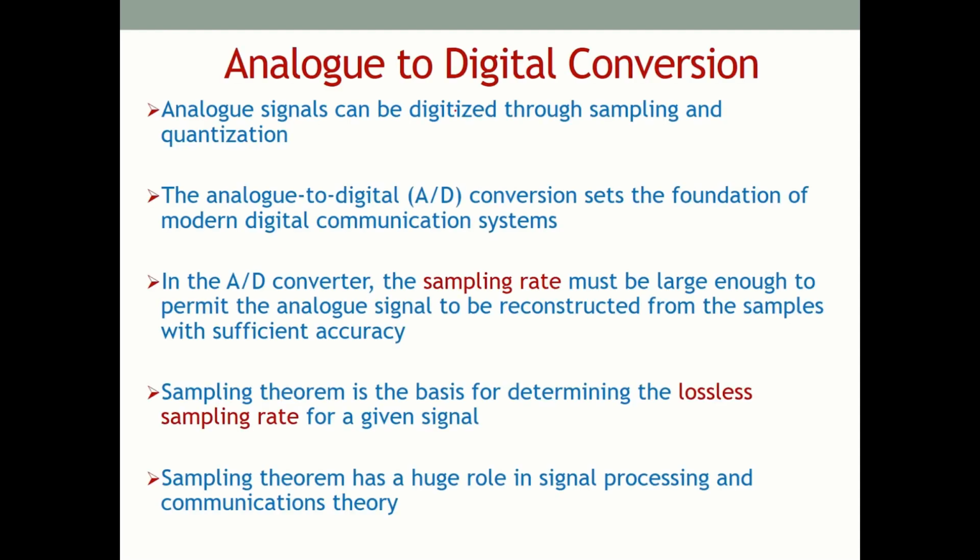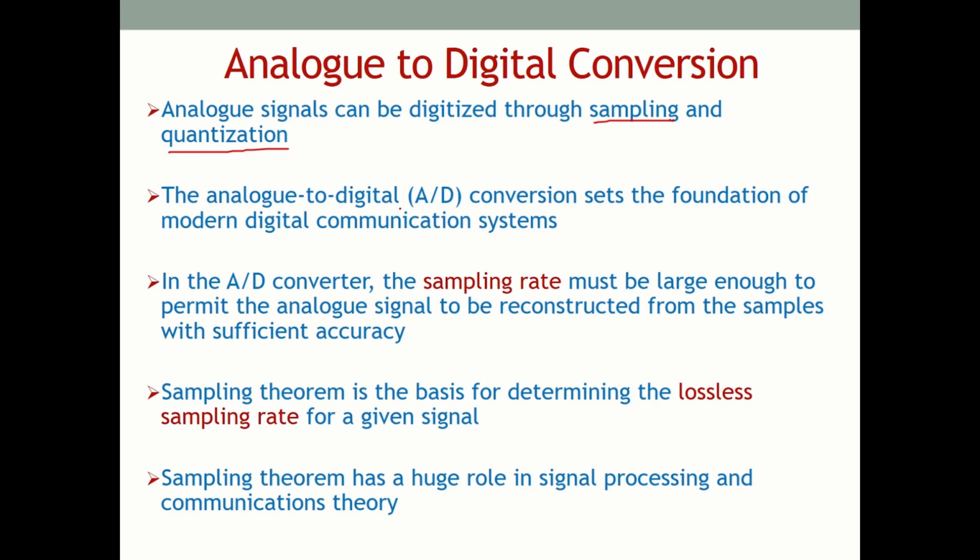So now we discuss sampling. This is the first step in digitizing an analog signal. Since we want to discuss digital communication systems in the coming lectures, sampling is the first step to digitize an analog signal. As I said, we can digitize an analog signal through sampling, and after that we perform quantization. We'll look into this in different videos.